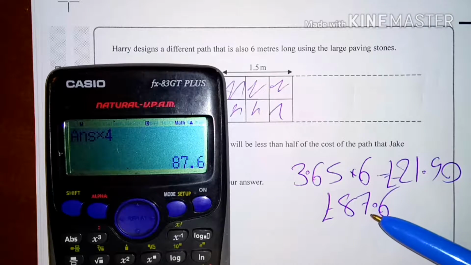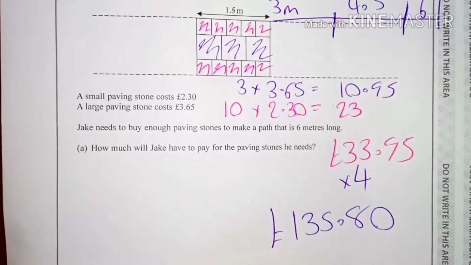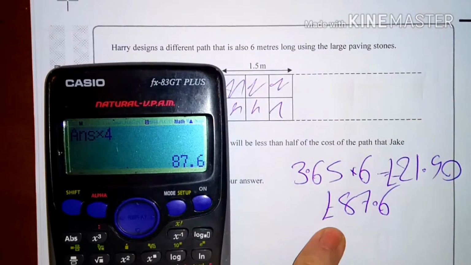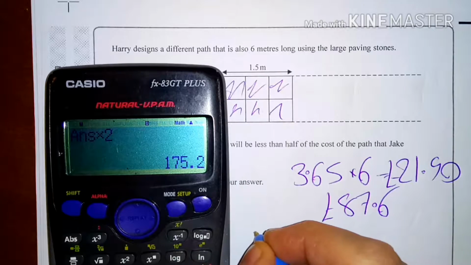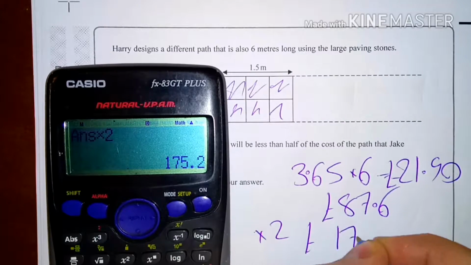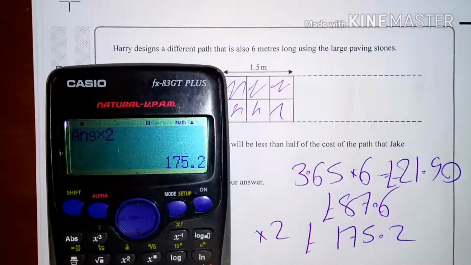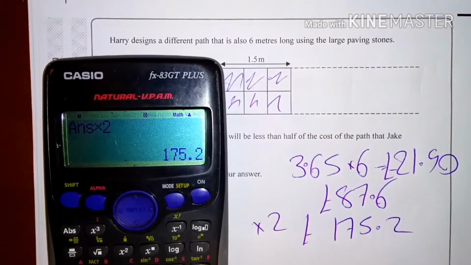Now there's 2 ways you can approach it. You can either think if I double this and it's less than this price, then he's right. Or I could half that and see if it's more than 87.6. I'm going to double 87.6 just for practice in my calculator. So I'm going to put times by 2, 175.2. Okay, that is obviously a lot more than my 153.8.